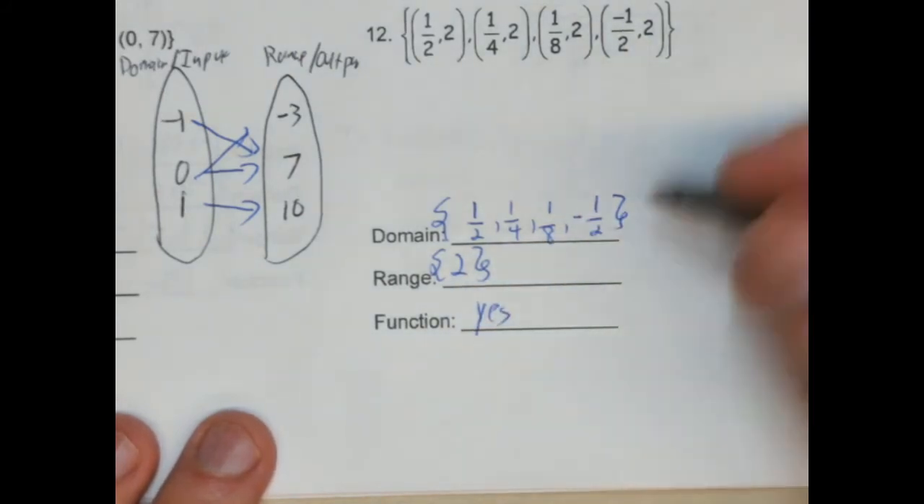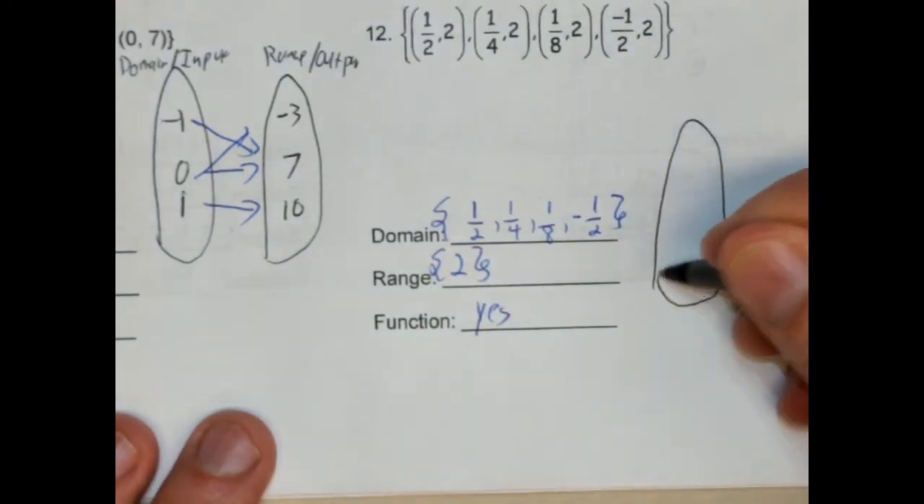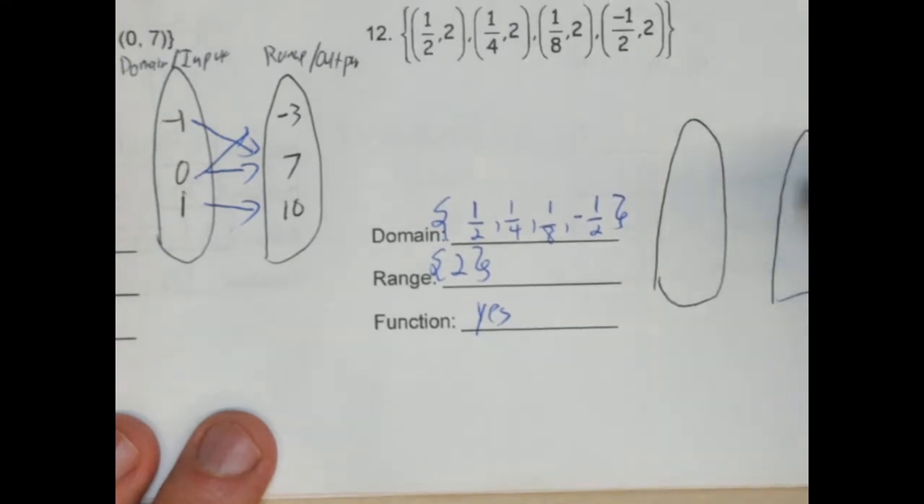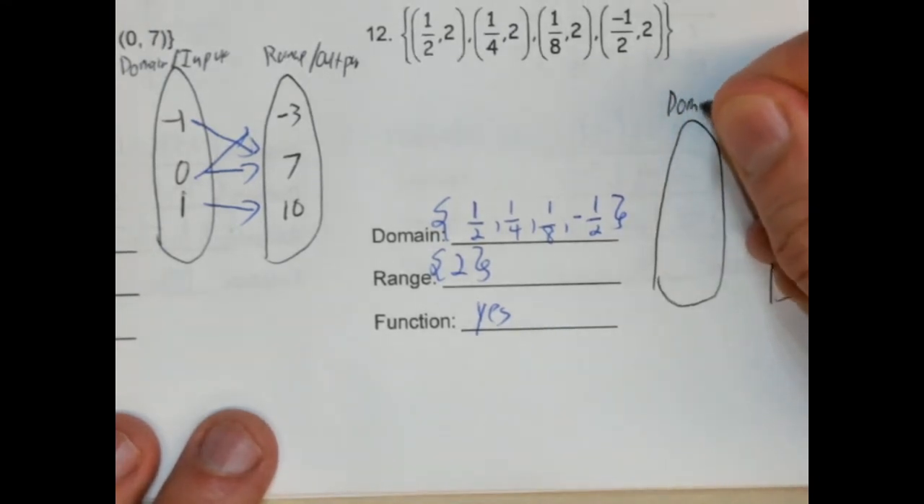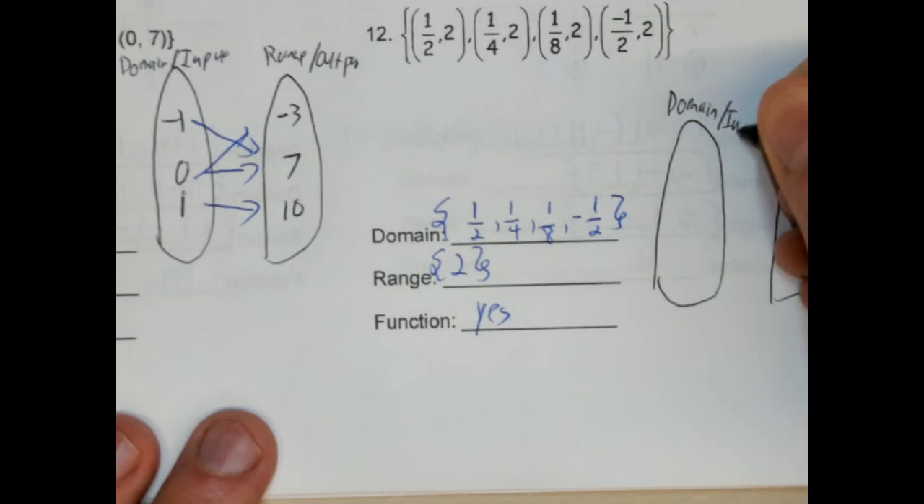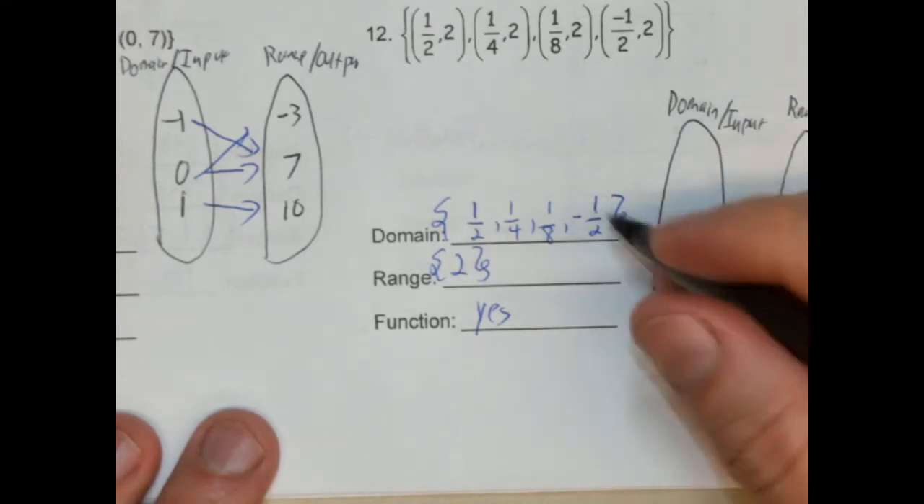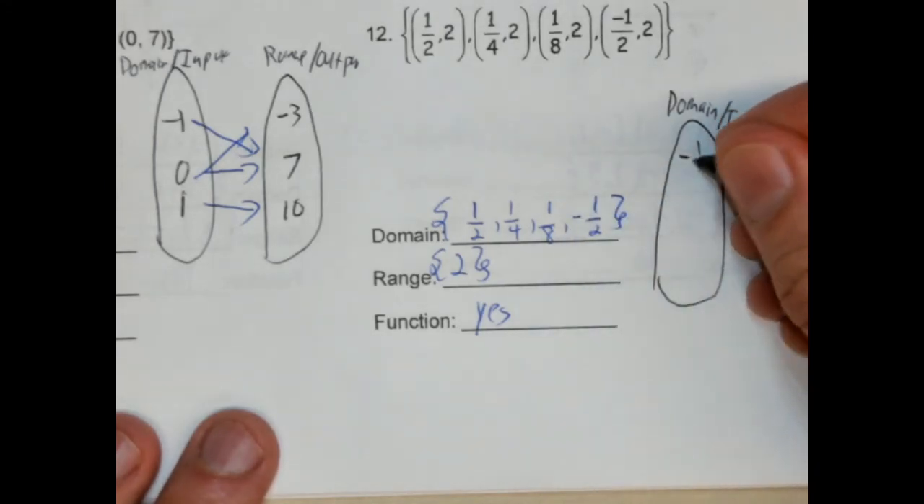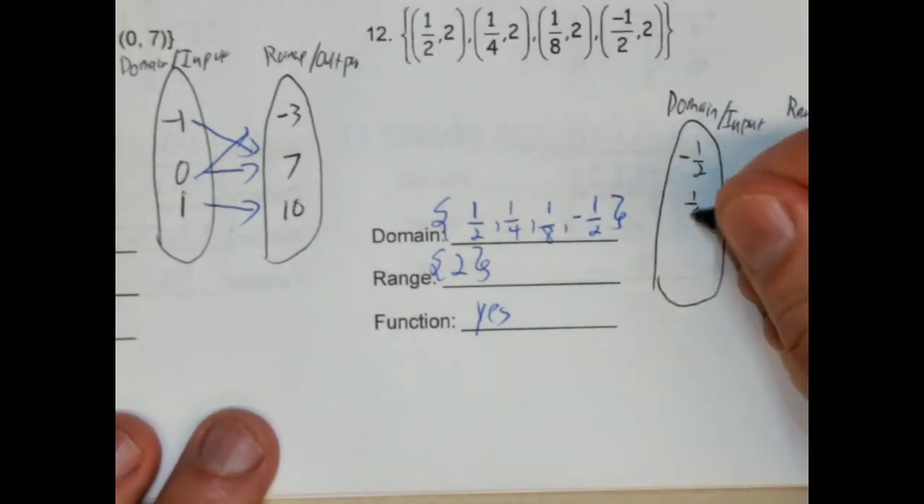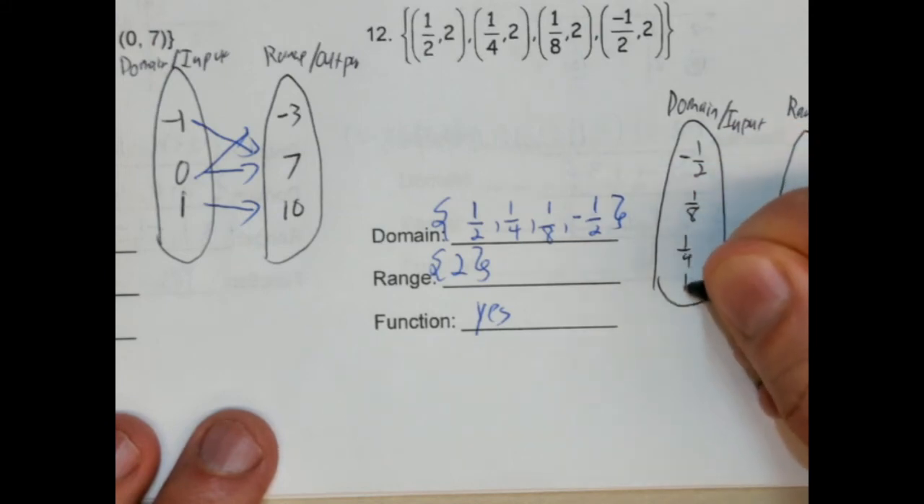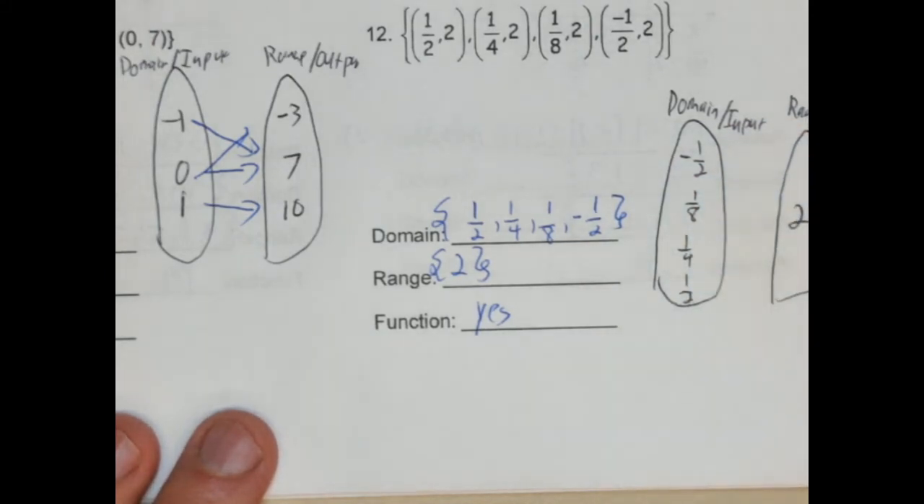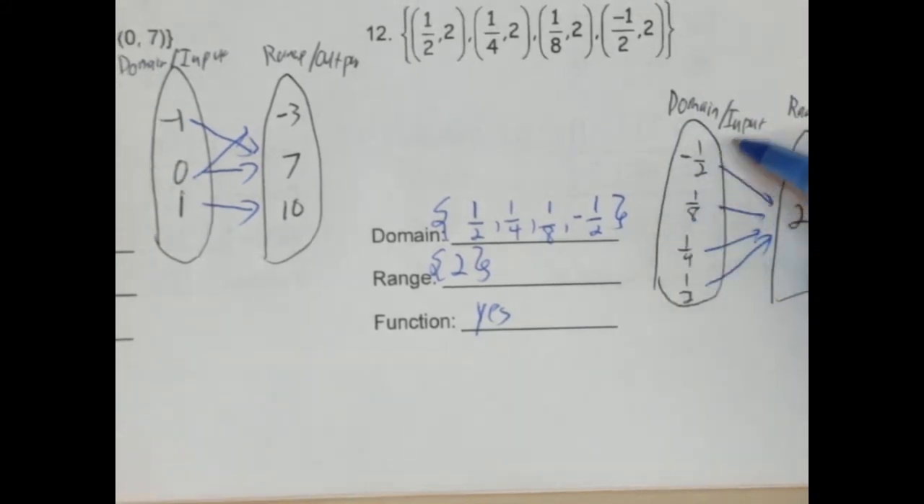And now this will be an interesting looking one, actually. It's going to be kind of funny. So domain slash input, range slash output. So negative 1 half is the smallest, 1 eighth, 1 fourth, and 1 half. And here's 2. And they all connect to 2. It's funny. So that is a function, because none of these values have more than one arrow.